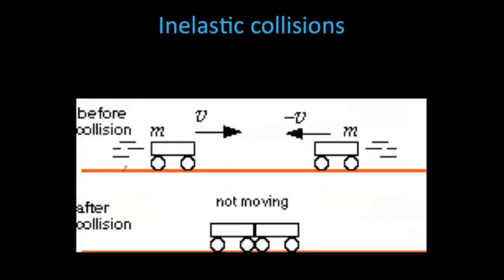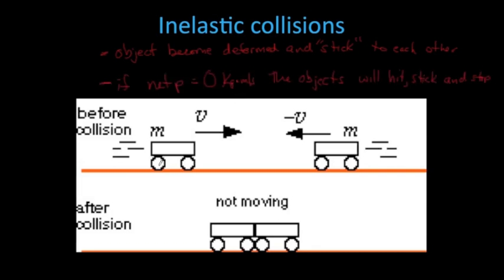If we're talking about inelastic collisions, these are collisions in which objects become deformed and they stick to one another. So if they have equal masses and opposite velocities, the net momentum will be 0. So if the net momentum is 0, the objects will hit, stick, and stop. And we'll show you that.